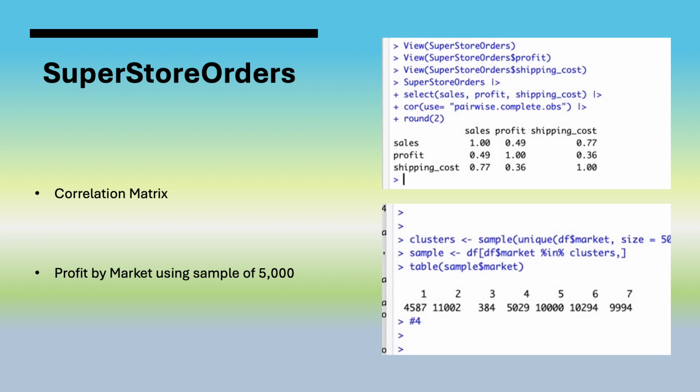And then I also was able to get profit by market using a sample of 5,000. I had to change the markets to numbers in order to get this. Maybe I didn't, but all the things above that snippet, I guess maybe I could have done it that way. I just worked around it somehow. But as you can see, market number 3 has the least amount of profit.